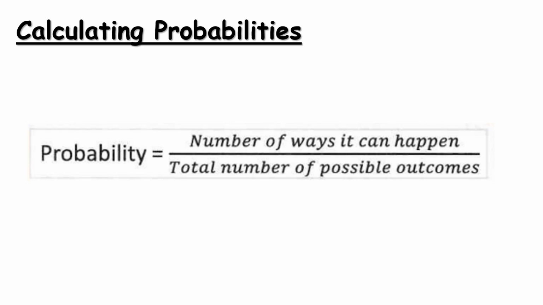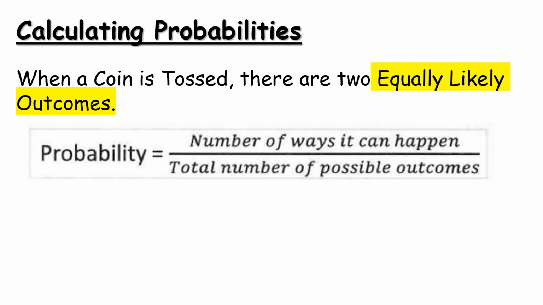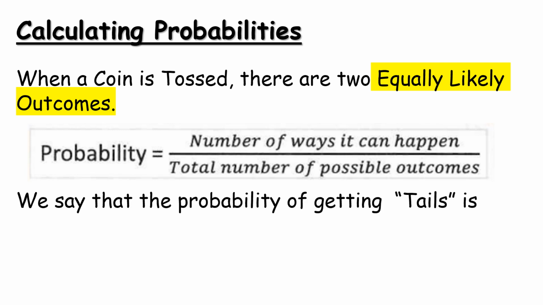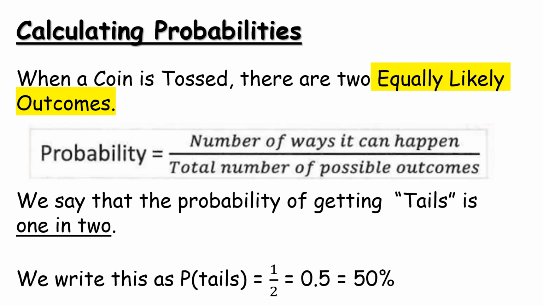Let's do something quite visual here. When a coin is tossed, there are 2 equally likely outcomes. And we say that the probability of getting tails is 1 in 2, or a half, or 0.5, or 50%. P bracket just means the probability of. So when we have P bracket tails, that's us saying the probability of tails is a half, or 0.5, or 50%. We generally give our answers as probability unless we're told in a question to do it in a different way.